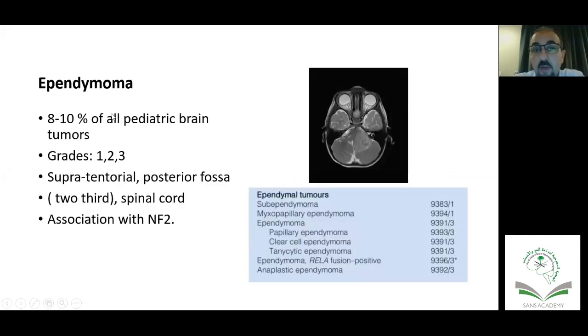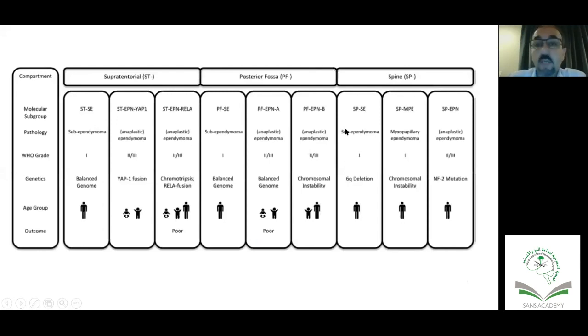Ependymoma now. I think this is the last group. We have all these types, so it could be grade 1, grade 2, grade 3. And there are a lot of subgenetic types now of ependymoma. They are 18% of all pediatric brain tumors, with different grading, 2/3 in the posterior fossa. And remember, ependymoma is associated with NF2. So glioma, NF1; NF2, ependymoma. And these are the subtypes now.